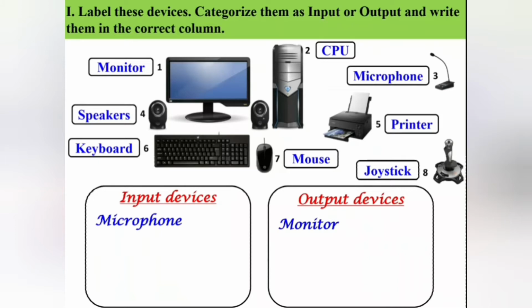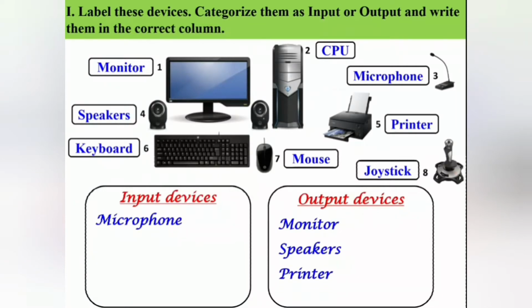Okay, could you understand, children? How to arrange the columns? Okay. So, what is the name of the fourth device? Speakers. Speakers come under the category of output devices. So we can write speakers under output devices. What is the fifth device? Fifth device is printer. It is also an output device. So we can also write it under the category of output devices.